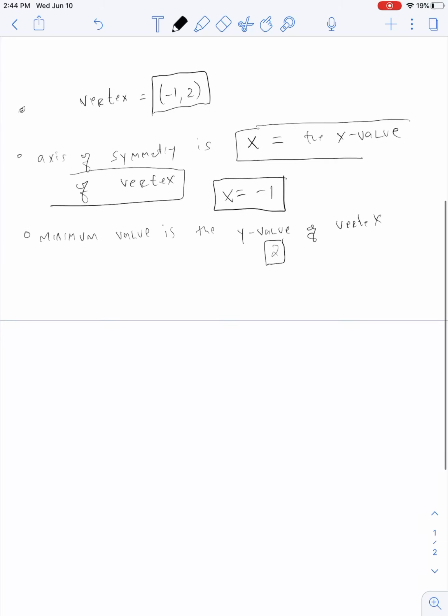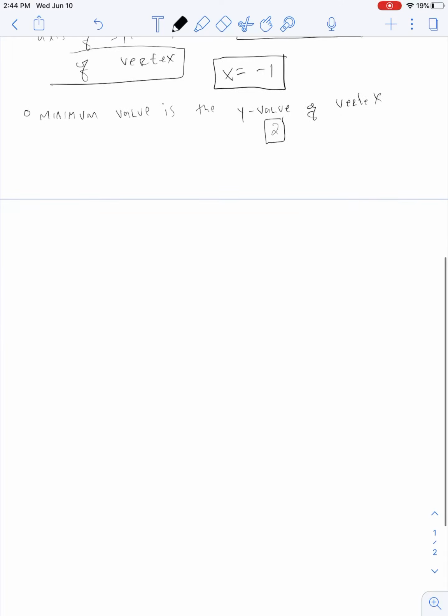So example 1's a really nice example. Let's take a look at example 2. Example 2, a little bit more interesting. They give us this equation. f(x) = x^2 + 10x + 32. And the first thing they want us to do is find the vertex.